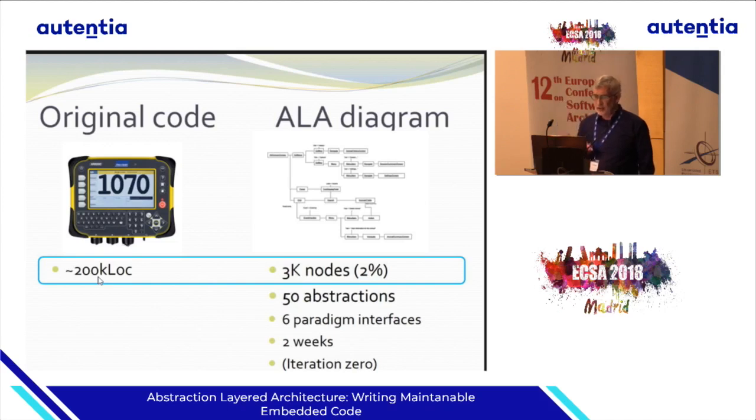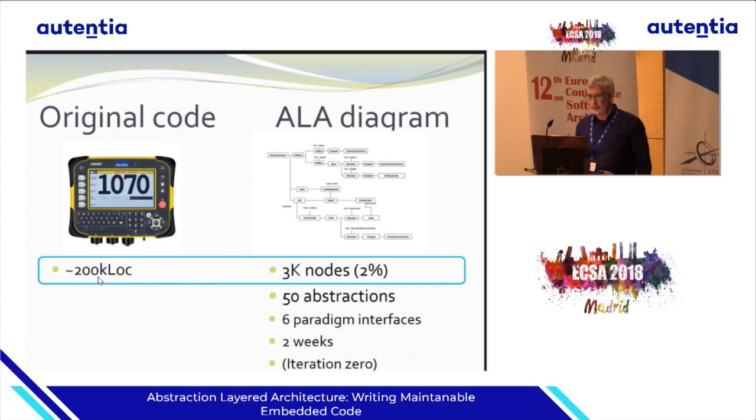And then the other thing I had at the end of this architectural phase was 50 abstractions, none of them knowing anything about each other. Zero coupled abstractions. Six of the paradigm interfaces that I talked about. The abstractions I just invented as I went along, like the soft key one was an obvious one. It had taken 2 weeks. So this is like iteration 0, the architecture phase.